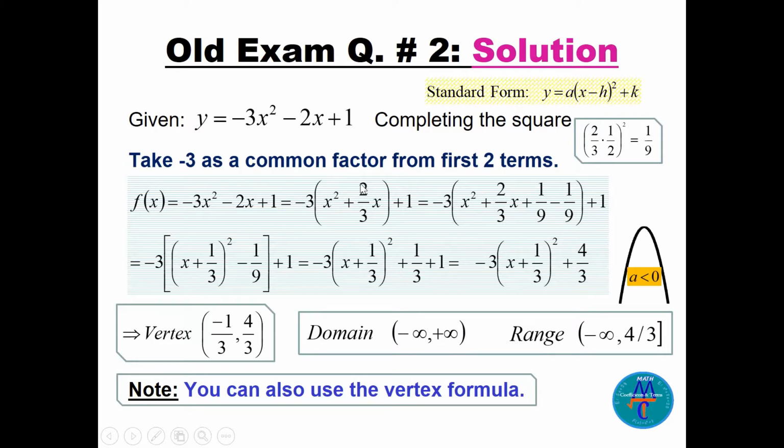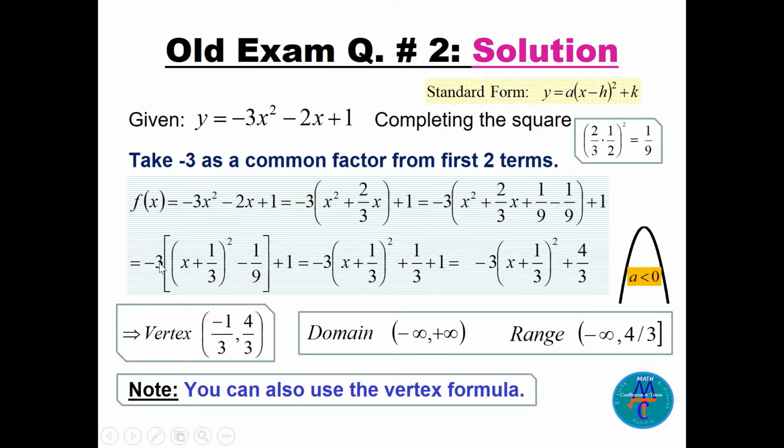Now I take the coefficient of x here, 2 over 3. I have to divide by 2. Divide by 2 means multiply by half. Square it, so it becomes 1 over 9. So I add 1 over 9 and subtract 1 over 9. Then the first 3 terms become a perfect square, which is complete: (x plus 1 over 3) squared minus 1 over 9.